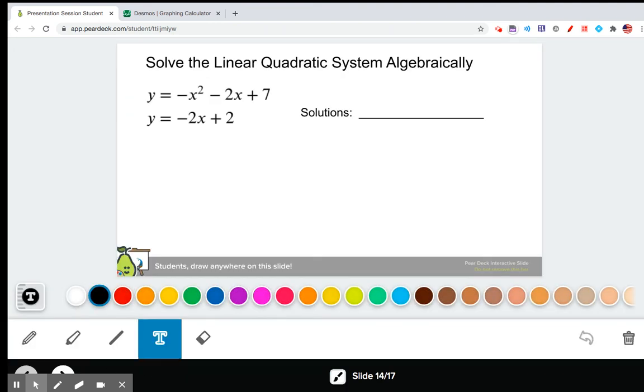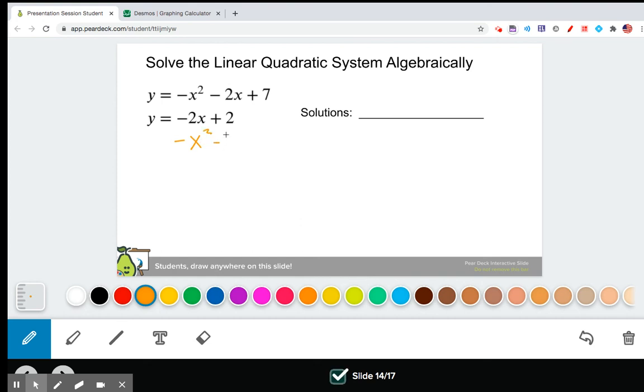All right, here's my next example. Because they both equal y, I'm going to set them equal to each other. I'm going to say negative x squared minus 2x plus 7 equals negative 2x plus 2. Now look at negative 2x on both sides. You know what that means. That means they can eliminate. But I am going to subtract 2 from both sides. So I get negative x squared plus 5 is equal to 0.